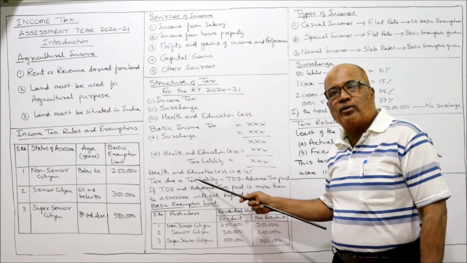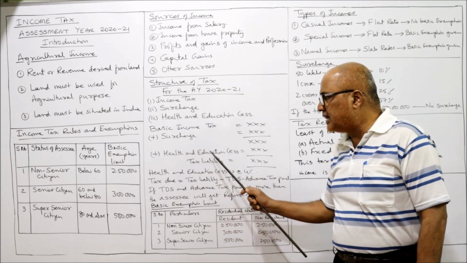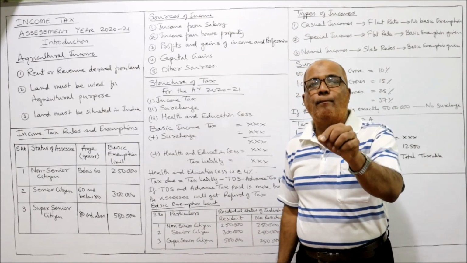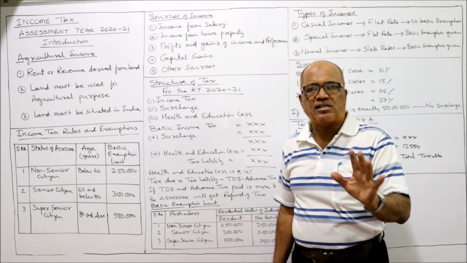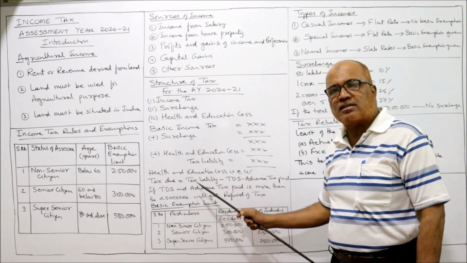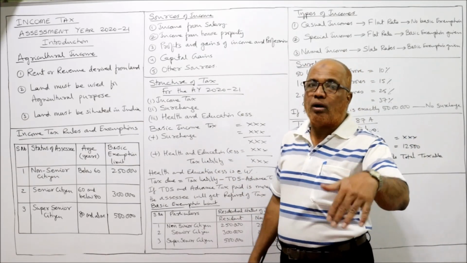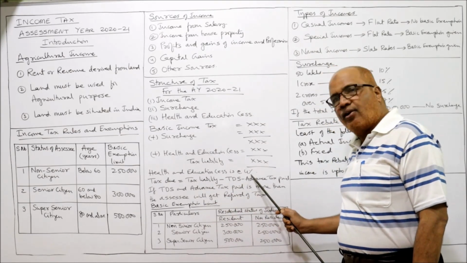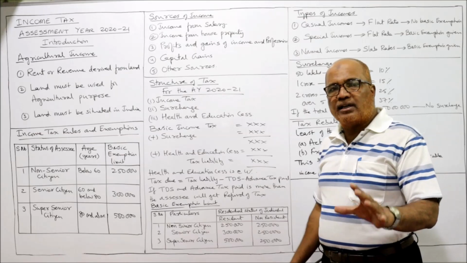So in this way we are going to calculate the tax: basic income tax plus surcharge plus health and education cess. This health and education cess is compulsory, statutorily required. Every SSC, whoever is having income tax, basic income tax, health and education cess we have to calculate. But surcharge may be there or may not be there. I'll tell you when. So health and education cess is at the rate of 4%.